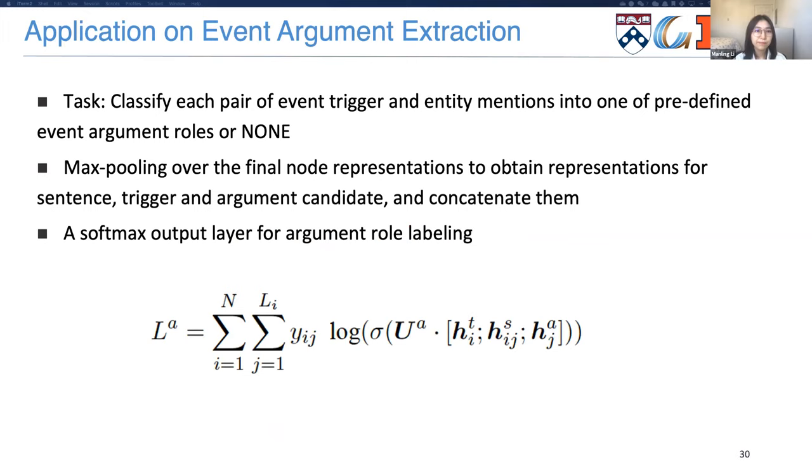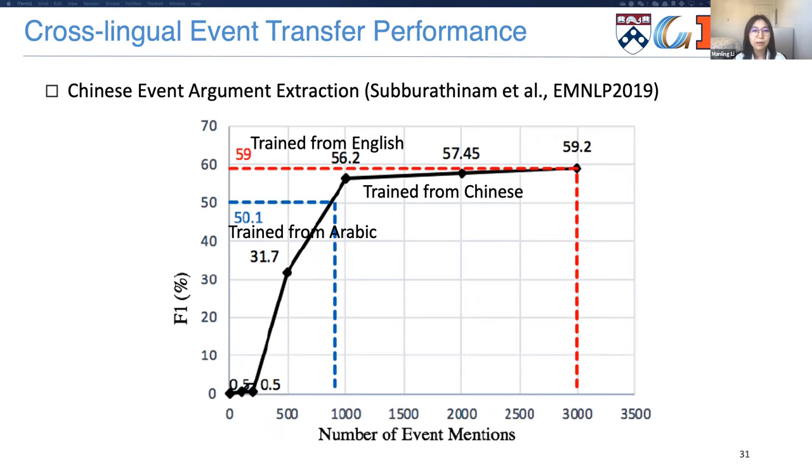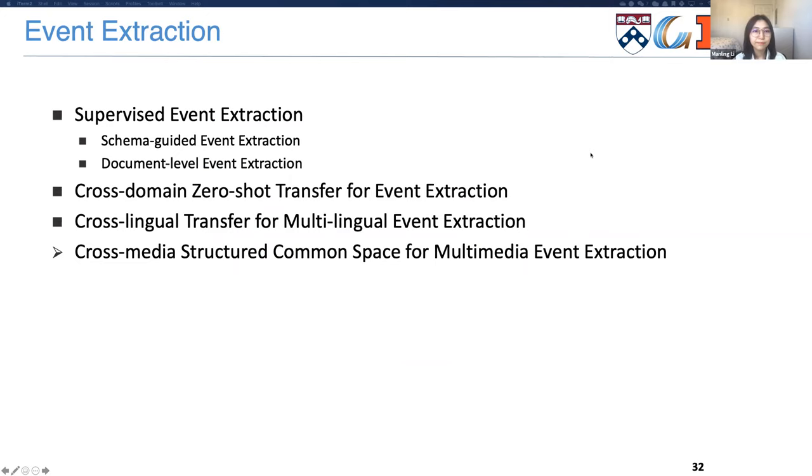Then we can train a model for structure prediction. For example, we can consider event argument role as an edge between an entity node and an event node. Then we can train this model using English training data and apply it to other languages. For example, we apply this trained model from English to Chinese, and we can get almost the same performance compared to the supervised model. This supervised model in the experiment is trained on 3,000 Chinese event mentions. That means we can use this idea to reduce a lot of cross-lingual transfer cost. Okay, that's about cross-lingual structure transfer.